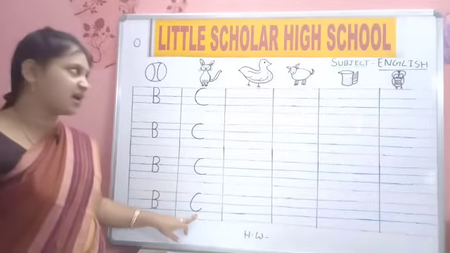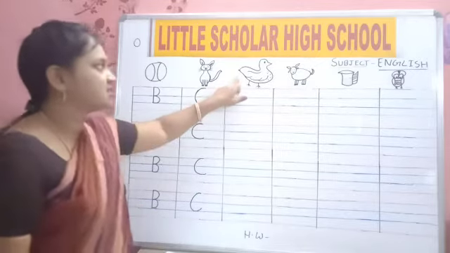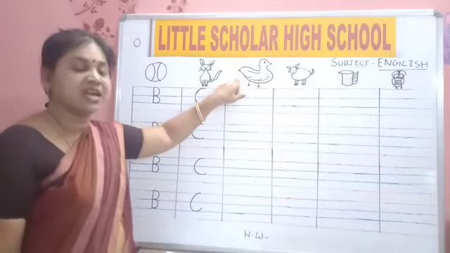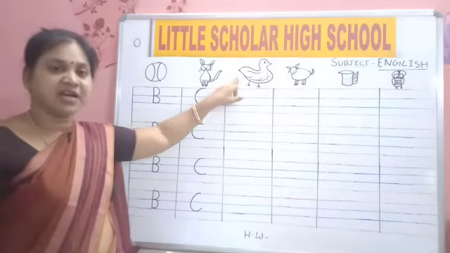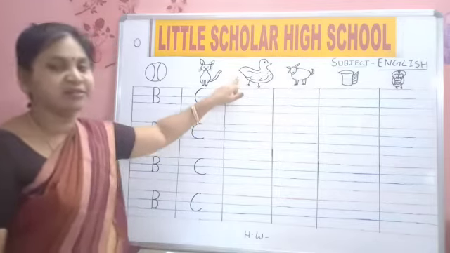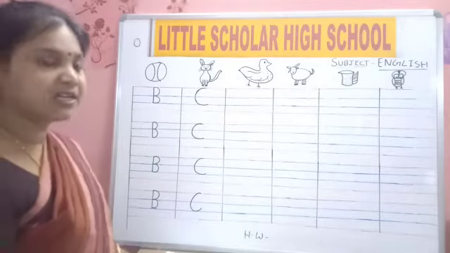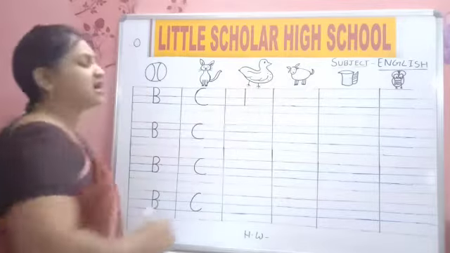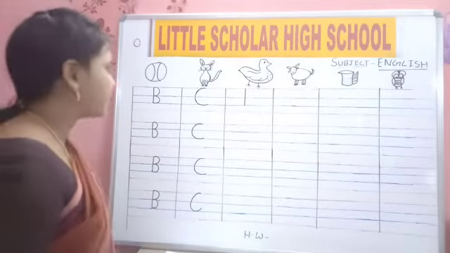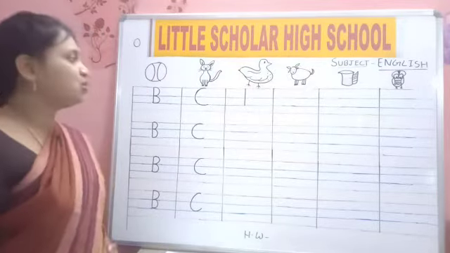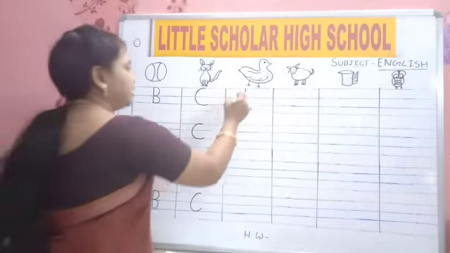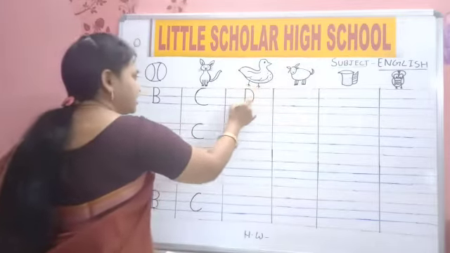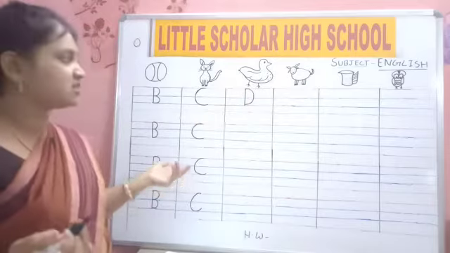Now, which picture is this? Duck. D for duck. D for dog. Now, shall we learn D? D is also very simple. Draw one standing line from the red line to the blue line and a big curve. Yes, this is D. What is this?